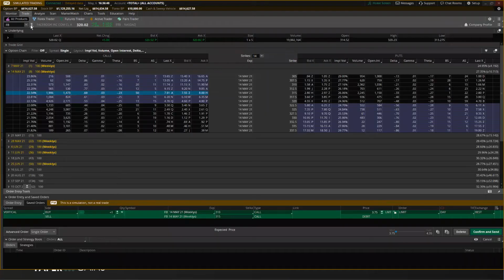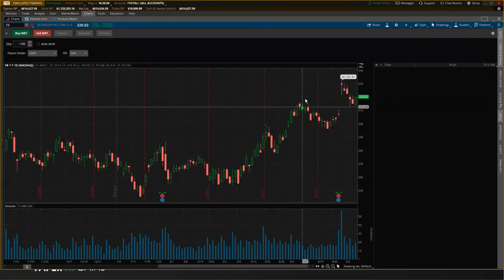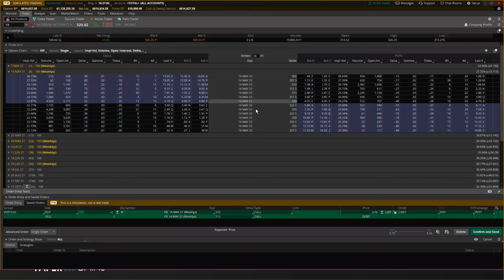You know what? I wanted to show you guys this before. There's this linking. Click red, Facebook, charts. Now it's automatically the same. So today it opened at 315, closed at 320. So it went up $5. Yes, the answer to your question is yes. This short call totally went up. But guess what? So did the long call.